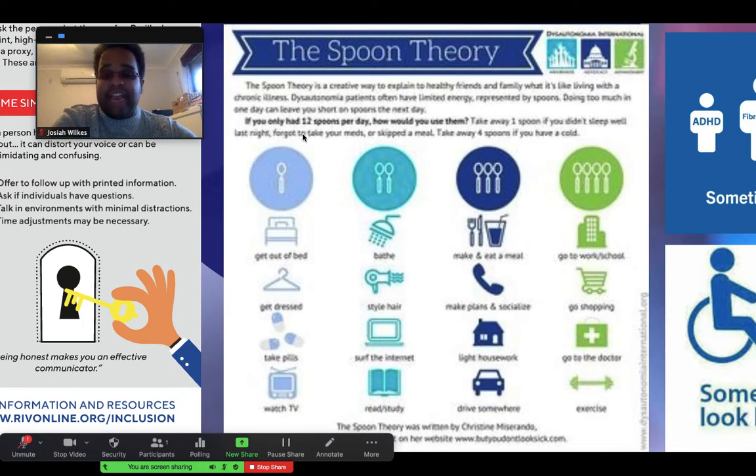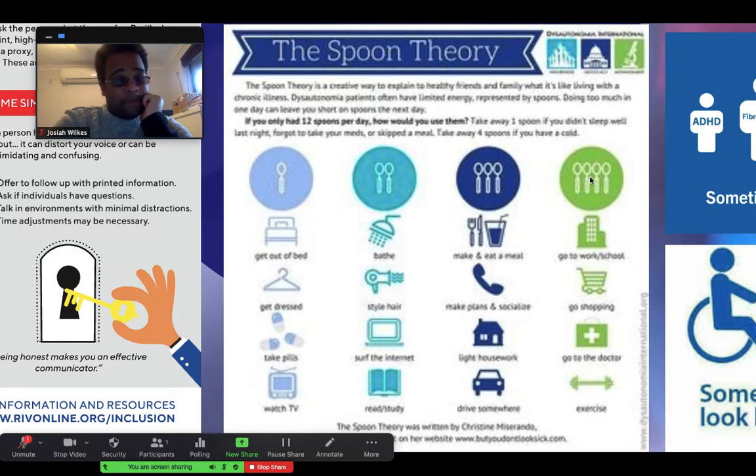You might say for activities like getting out of bed, getting dressed, watching the TV, that might be 1 spoon. Having a shower, styling your hair, that might be 2 spoons. That's harder. Then other things like driving somewhere, doing housework, that might be 3 spoons. And going to work for the day might be 4 spoons, or going shopping might be 4 spoons.